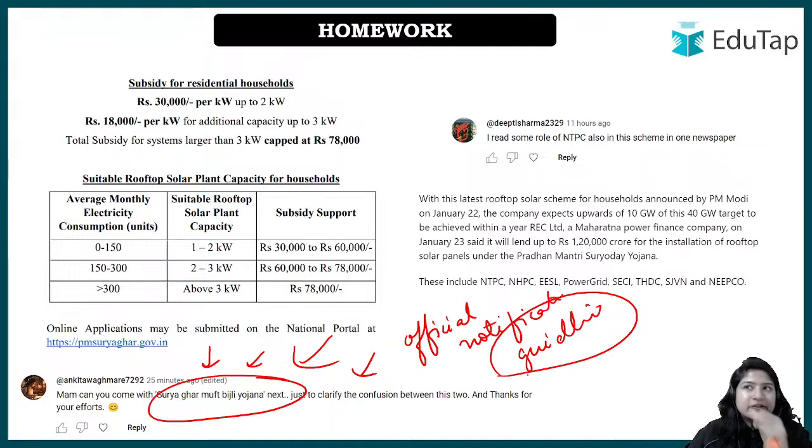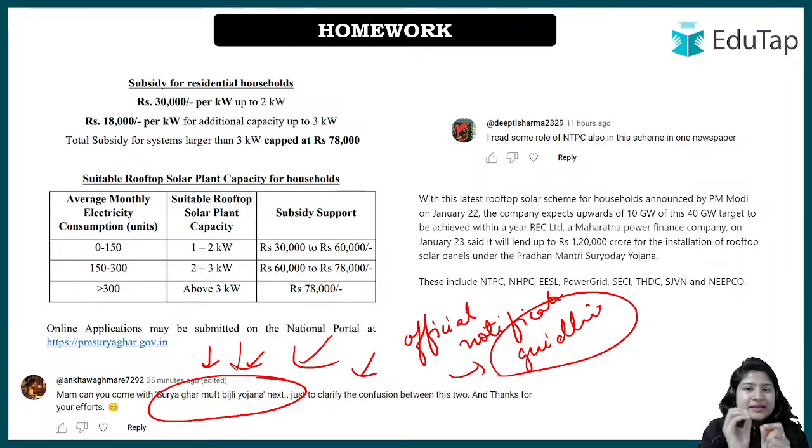But currently, if in the examination there comes a question on Muft Bijli Yojana, and the information is of Suryodaya, I would say just take both of them to be one for now, okay? And whenever the notification of the official guidelines is out, it will give more clarity, because currently it is very vague information and just speculation, because the government first talked about a scheme and then another scheme was announced under another name, but it has similarity to what the Prime Minister had said, right? So definitely you can keep them as one for now.